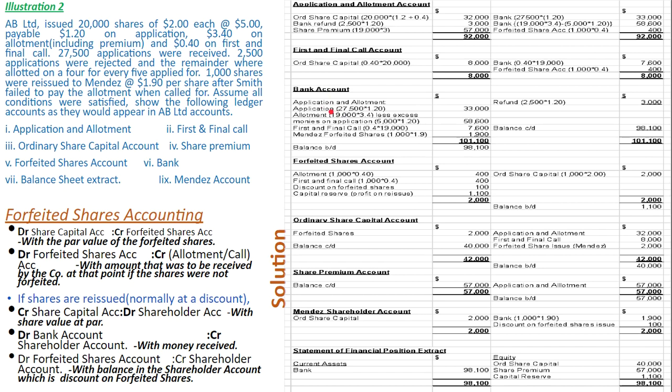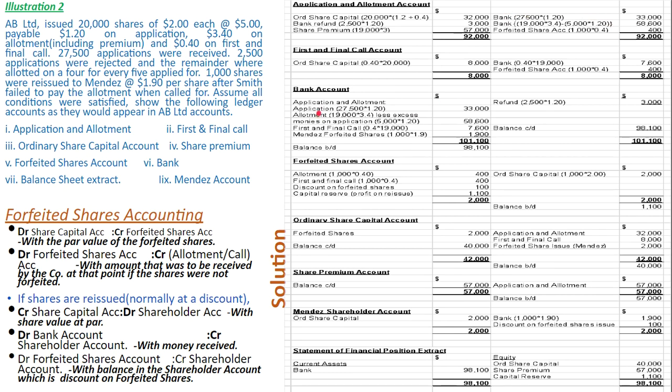First, we have application. 27,500 applications received multiplied by $1.20 being monies paid on application. We will simply say 27,500 times $1.20 to give us 33,000. Double entry, we go to the application and allotment account, credit it with Narration Bank, 27,500 times $1.20 to give us 33,000.